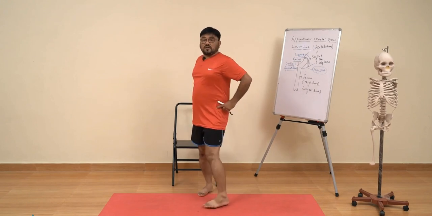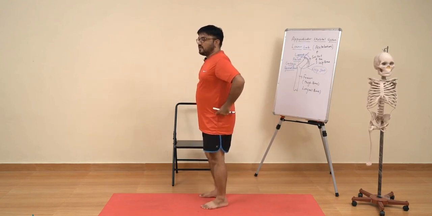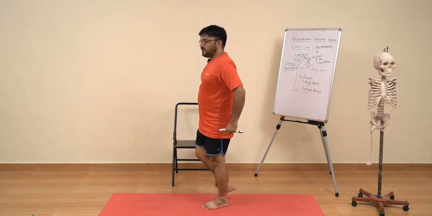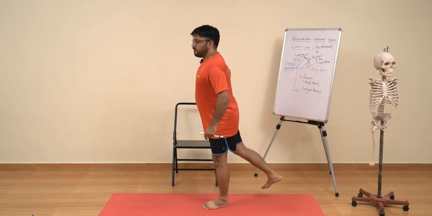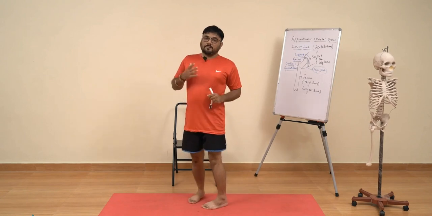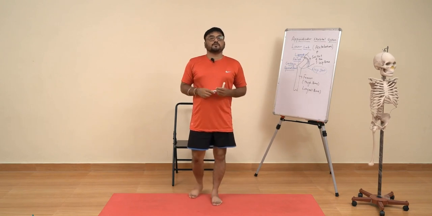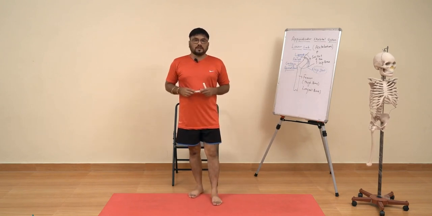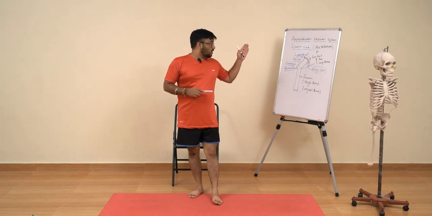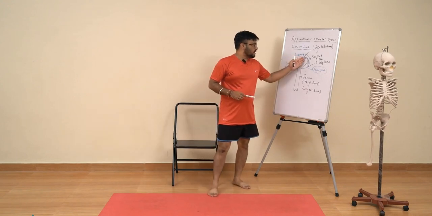Tilt always comes from the pelvis. Flexion of the hip always comes from the hip joint. Extension comes from the hip joint. Abduction comes from the hip. Adduction comes from the hip joint. So be careful about that. I hope this is clear to you, and always find the difference between the hip and the pelvis.